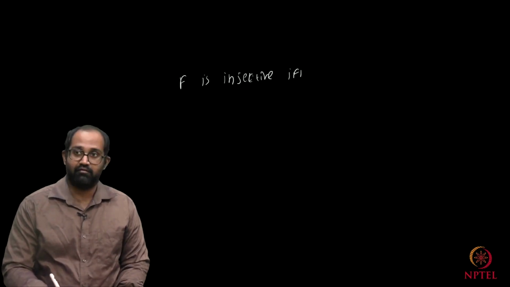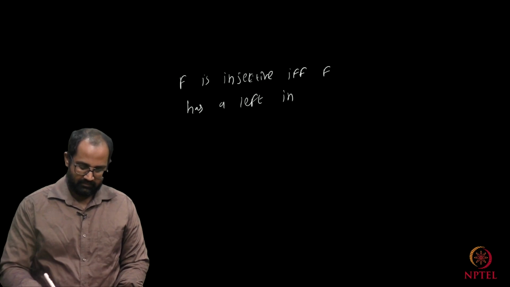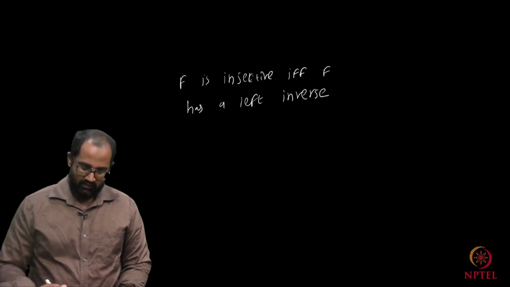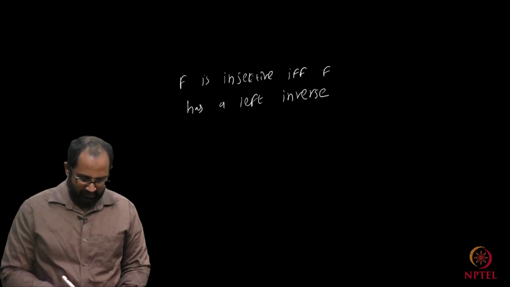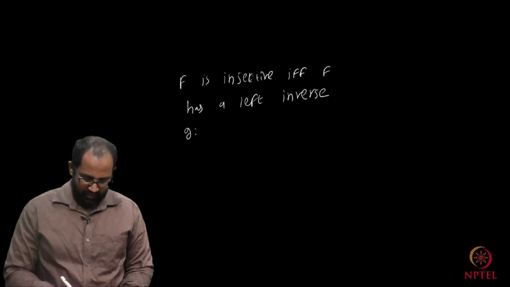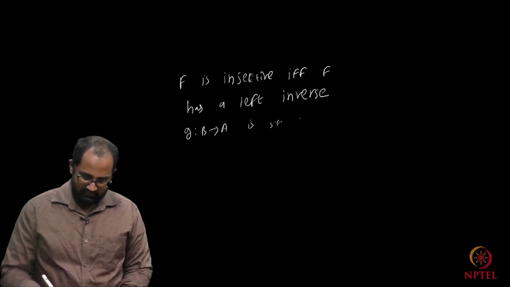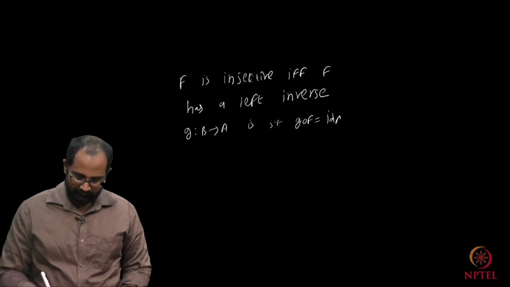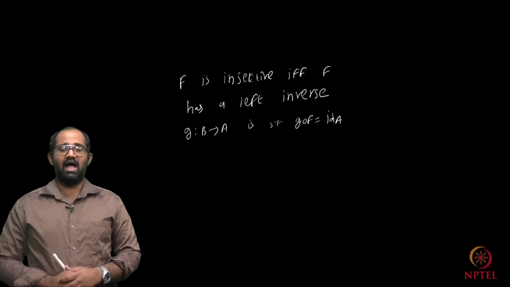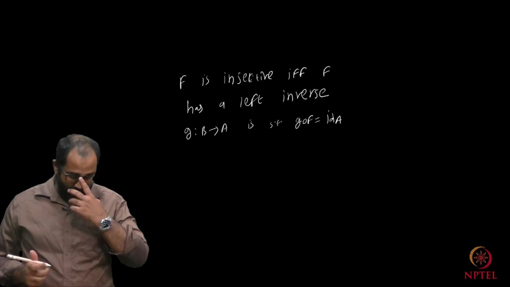if and only if f has a left inverse. So, what do we have to do for that? Let us suppose that g from B to A is such that g composed with f is identity on A. Then we have to show that f is injective. How do we do that?